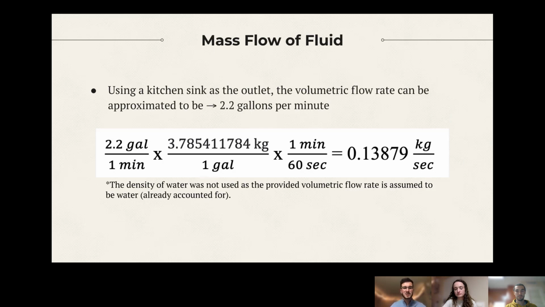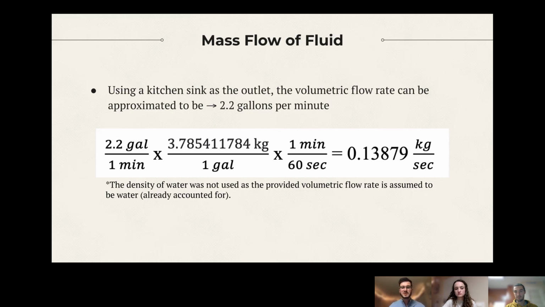So in this case, we're going to be looking at a kitchen sink, as that is probably something that everyone deals with daily. Since a kitchen sink is being used, it was assumed that the fluid moving through the system is water, so no density conversions were necessary. This is because the volumetric flow rate is approximated to be 2.2 gallons per minute, and then once again, it is just water going through, so the density is consistent.